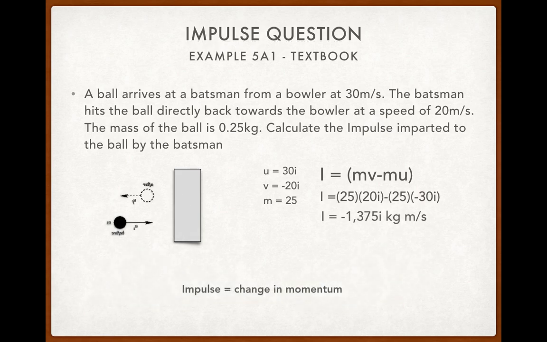Okay, so I want you to remember this. The impulse is often referred to as just the change in momentum. So we need to define momentum in a moment, and we'll see momentum is just mass by velocity, and we're looking at the change in momentum there.